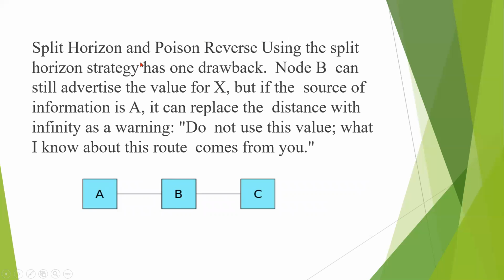In this, split horizon and poison reverse, using the split horizon theory has one drawback. Node B can still advertise the value of X, but if the source of the information is A, it can replace the distance with infinity as a warning: do not use the value.